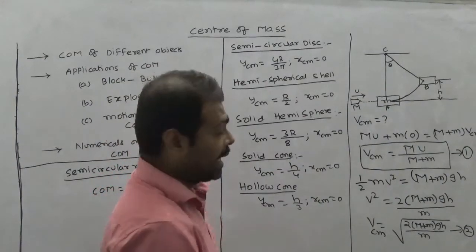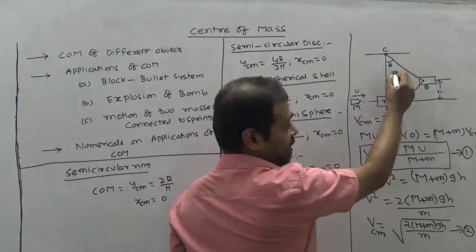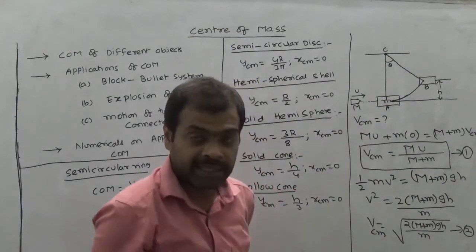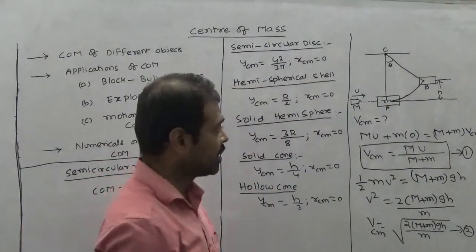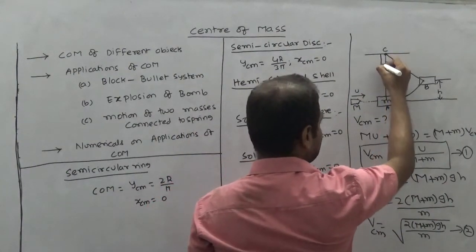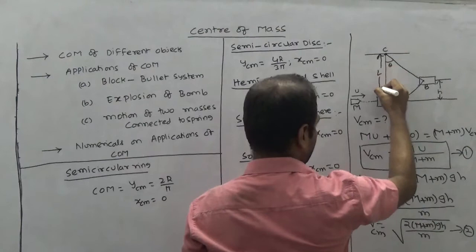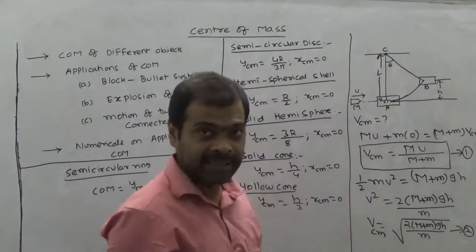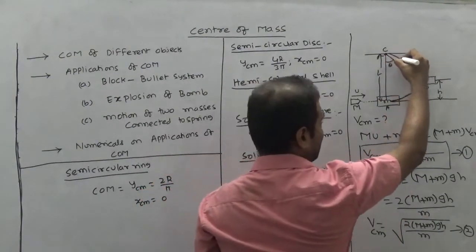Now I want to find theta. What is the value of theta? In order to find theta, I am considering that the string is having a length L. So here also the length is L.